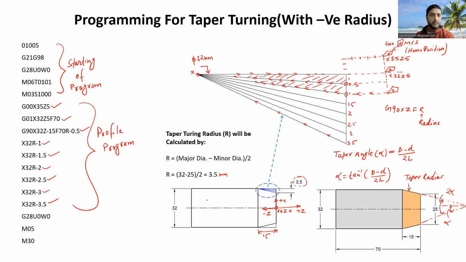Once we generate this taper profile, then this is the ending of our program. That is, we are keeping the cutting tool back to its own position. Then we are switching the spindle off, and then program stop and rewind. Now let me show you this same program in our CNC simulator for better understanding.